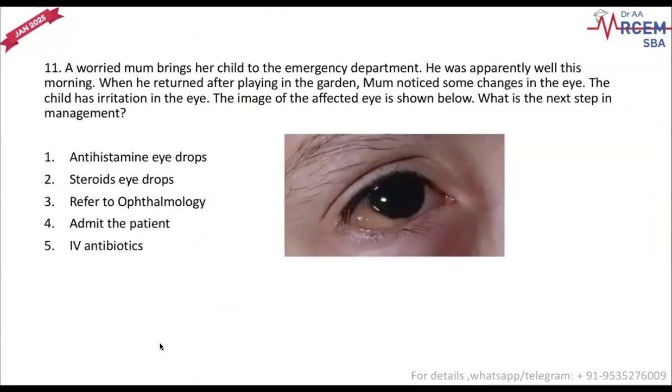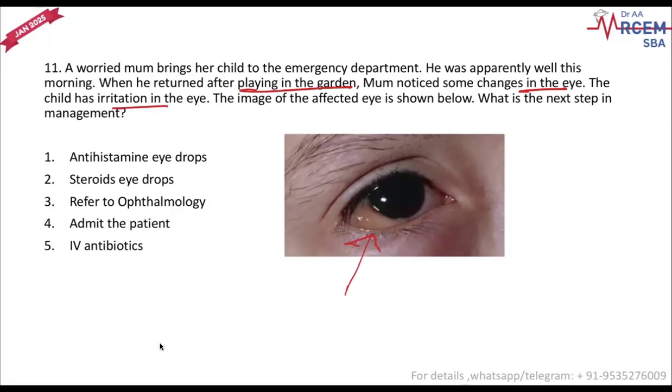A worried mom has brought the child to the emergency department. He was apparently well this morning. He was completely well. He was playing in the garden while the mom noticed there are some changes in the eye and the eye has started irritating. The image of the eye is given here. What is the next management plan?